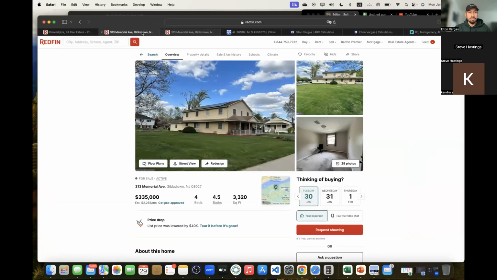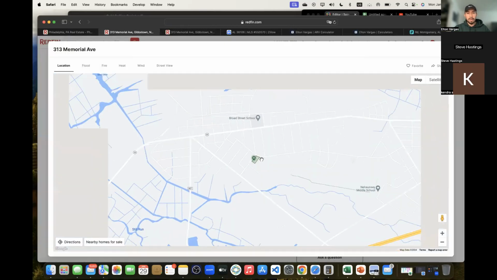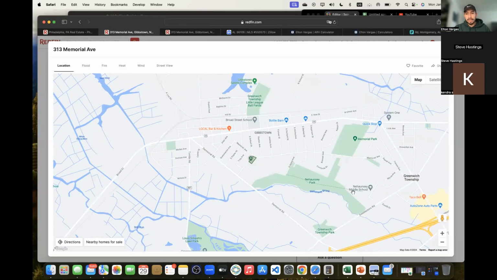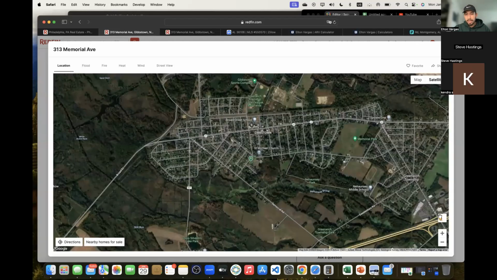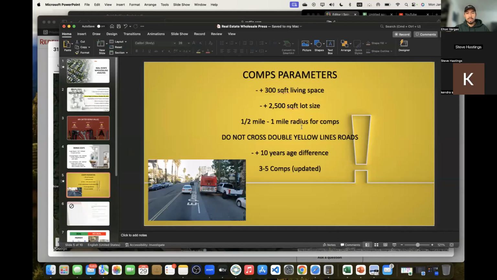The way I'm going to be doing my due diligence is checking out the area, seeing what kind of neighborhood it is. It looks like we have a middle school and some parks as well. I always like to use Street Viewer because I'm looking for those major roads. If you go back to the comp parameters, I am not going to be crossing any double yellow line roads. This applies to all 49 states.